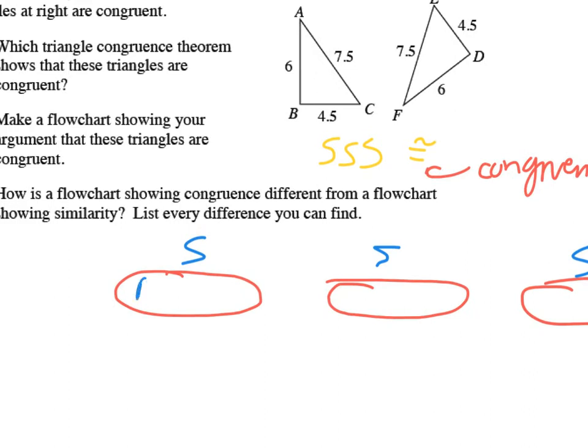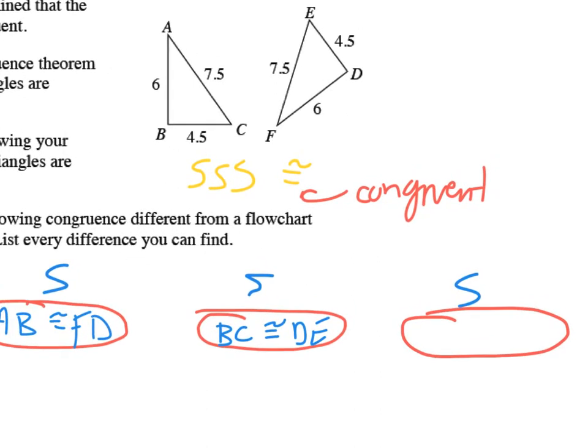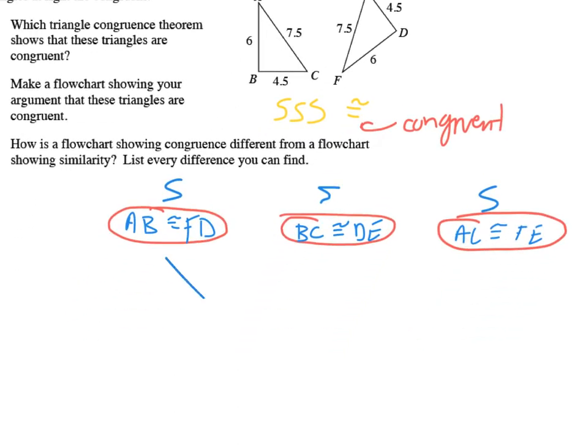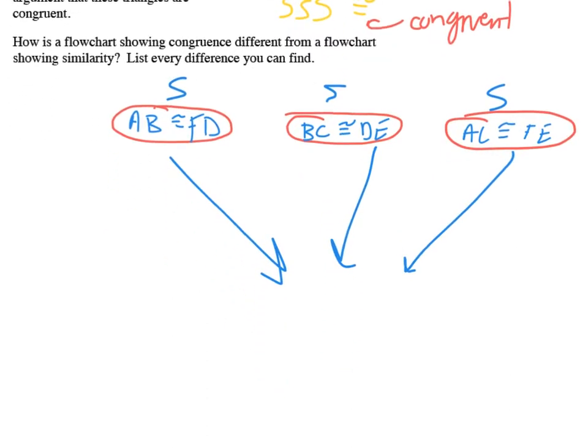And so that would mean that AB is going to be congruent, or the exact same as FD. Another set of sides would be BC, which would correspond to DE. And then lastly, the last set of sides would be AC, and that is congruent to side length FE. And as such, because of this fact, I can draw a conclusion, which is indicated by these 3 arrows.